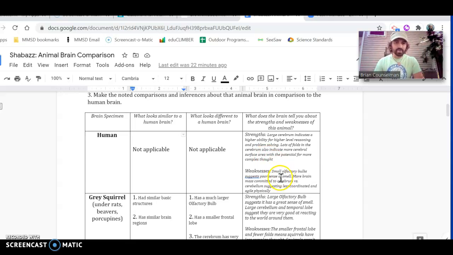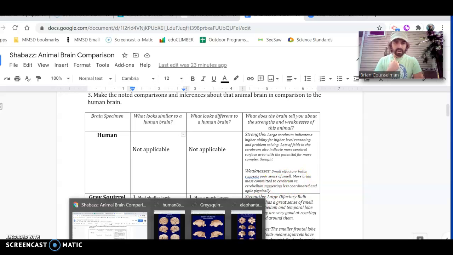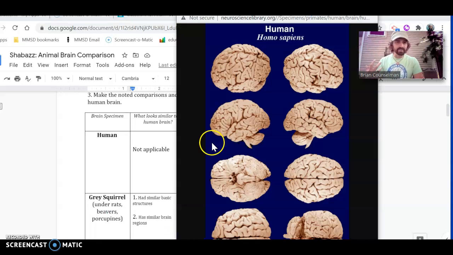Some things we aren't so good at. We have a very small olfactory bulb. Our sniffer is terrible, and we'll see that in the brain. It gives us a poor sense of smell. And more brain mass committed to the cerebrum versus cerebellum means that we are a little bit less agile. We are not very impressive physically, but we are pretty good intellectually. You can see these folds up here in the brain. You can also see we have a smaller cerebellum relative to the cerebrum, which means we are less reliant on our physical abilities, more reliant on our mental capacity. And here you can see the little itty bitty olfactory bulbs. It means we have a terrible sense of smell.